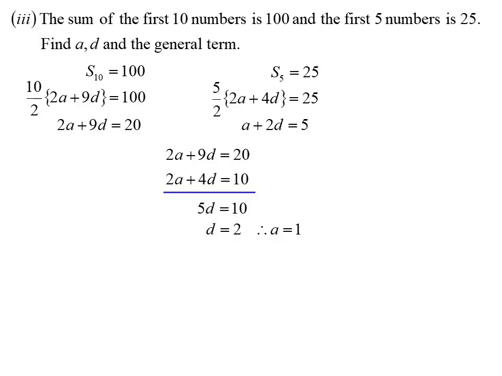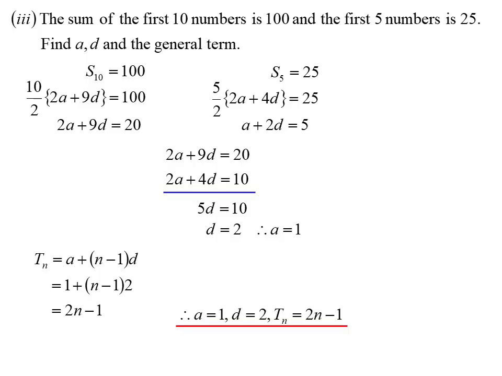First term is 1. Now let's find the general term, a plus n minus 1 d. Substitute in what we've found, and there's our general term, 2n minus 1. A nice final conclusion, giving them every piece of information they were looking for. So tidy it up with, well, therefore a is 1, d is 2, and the general term is that.